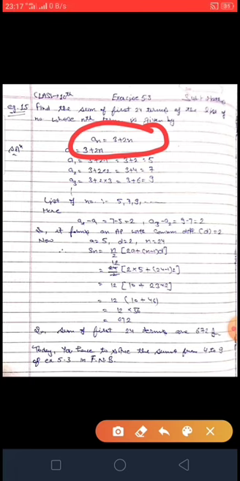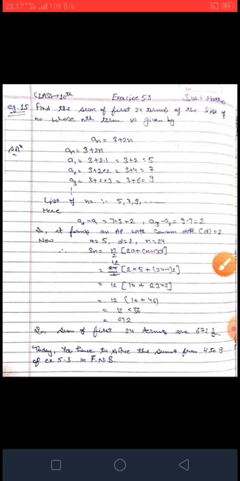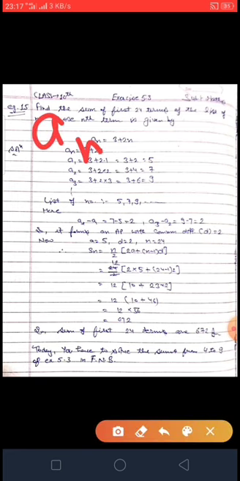Look at these statements. In the previous example we were not given the nth term, but in these sums we have been given the nth term, so we have to generate the list of the numbers. In the previous sums we were already given the list of the numbers, but now here we have been given the nth term of the list of the numbers. So that is given, an is equal to 3 plus 2n.